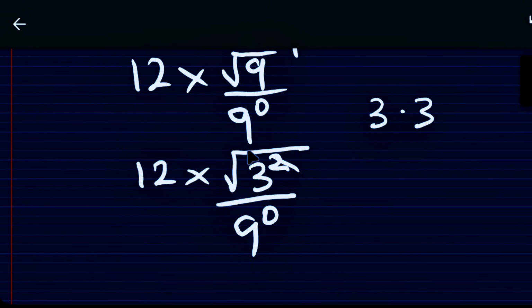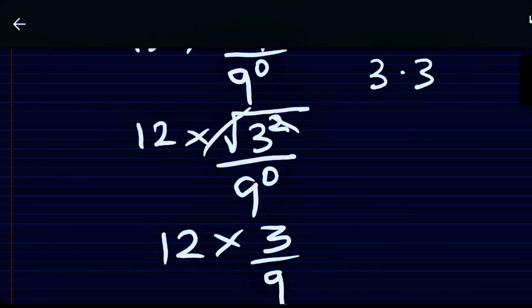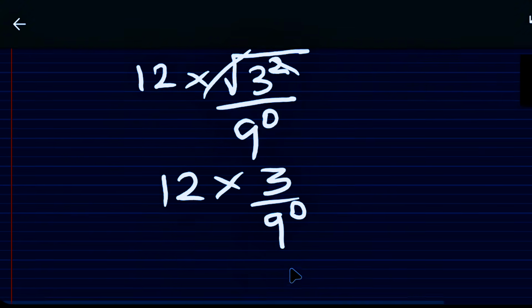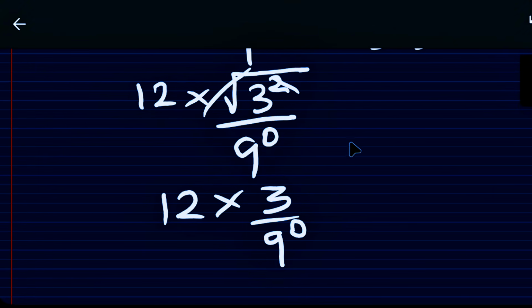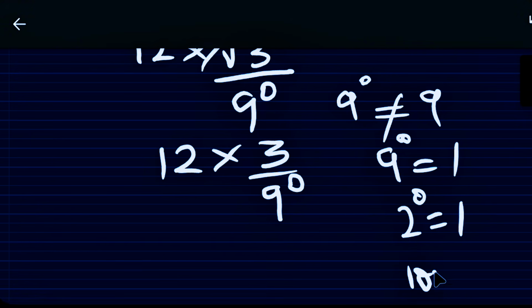Now these two here will cancel out this square root, and we are left with 12 multiplied by 3 divide by 9 exponent 0. So now take note of this as well. 9 exponent 0 is not equal to 9. Now 9 exponent 0 equals 1. 2 exponent 0 equals 1. 100 exponent 0 equals 1. So it simply means that any number exponent 0 equals 1.